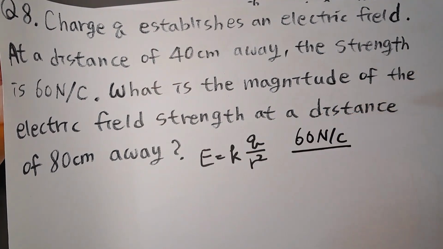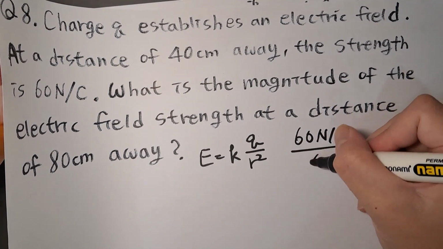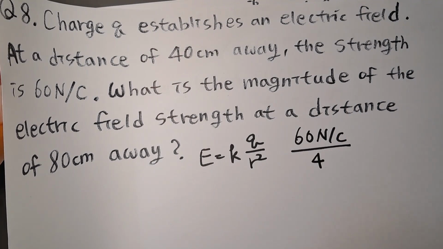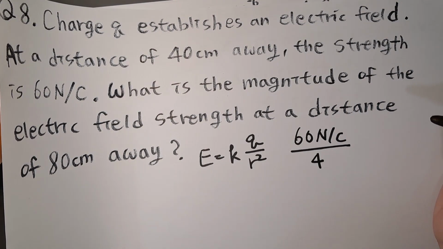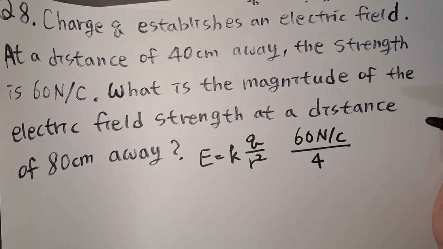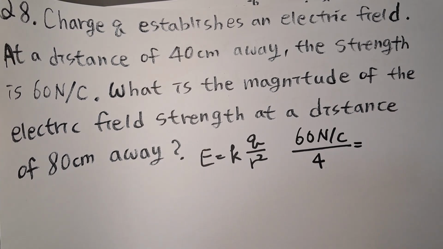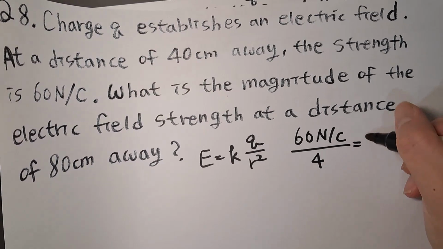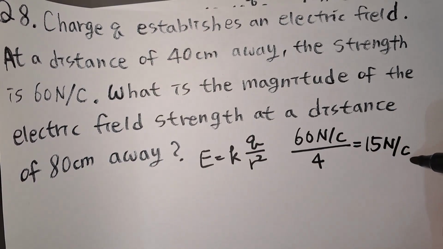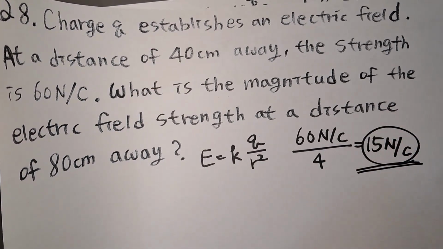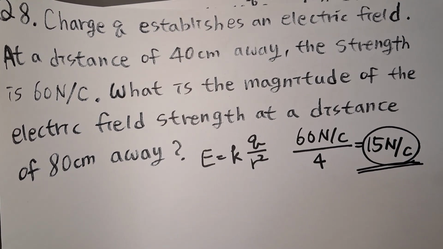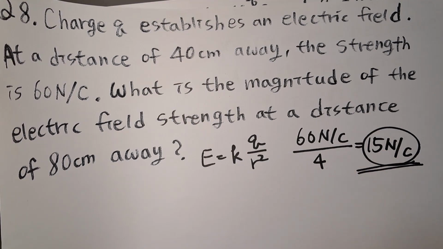So 60 Newton per coulomb times 1 over 4 is gonna be 15 Newton per coulomb. The magnitude of the electric field strength is 15 Newton per coulomb.